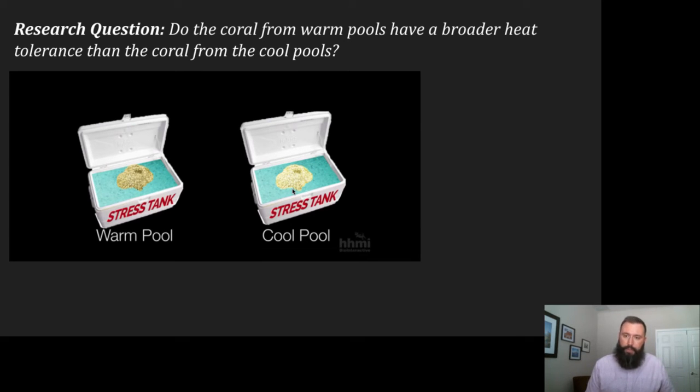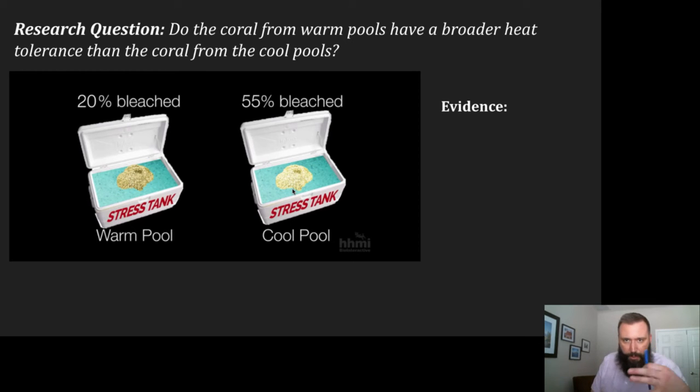So after the heat stress process, researchers found that 20% of the coral from the warm pool bleached, and from the cool pool, 55% of the coral bleached, right? So we got some evidence. Now, if we were to make some claims, what we can do is oftentimes start with our evidence first and allow that evidence to help us write out our claims. Claims are answers to the research question.